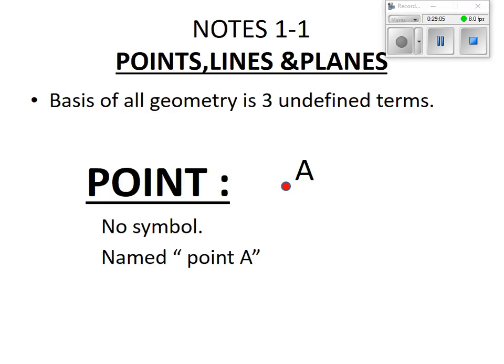Wait, so it's a point with a capital A. All right, you just write it out like this: point A. It doesn't even have to be that letter. Yeah, it could be any letter for that point. So if I'm looking at this point and I want to name it.